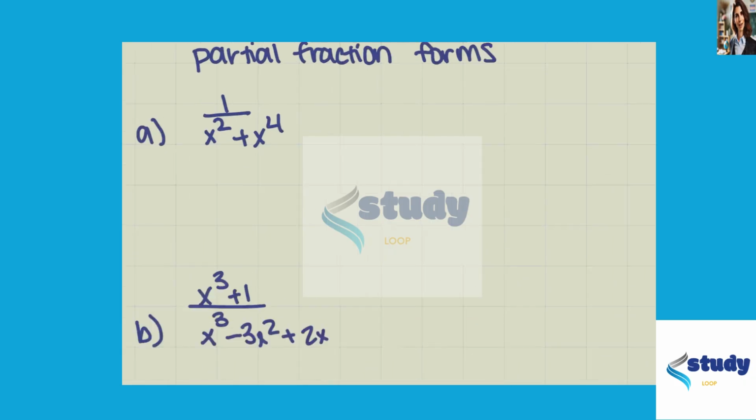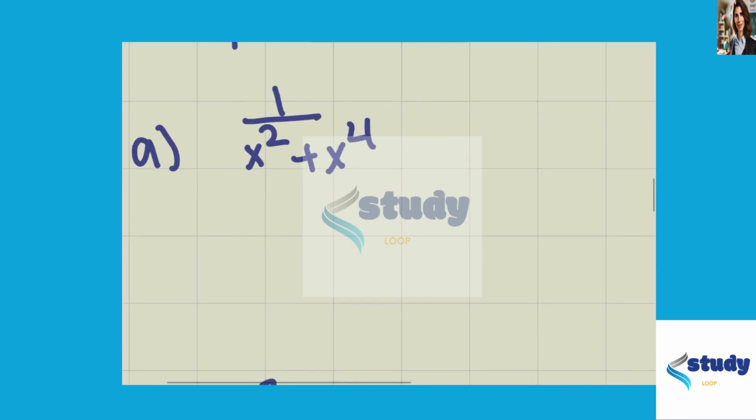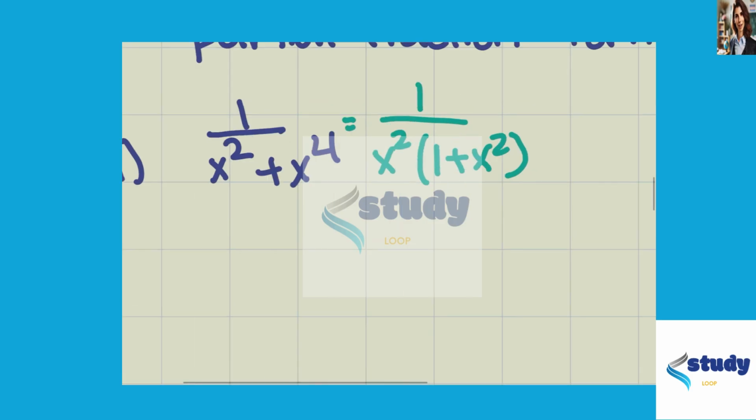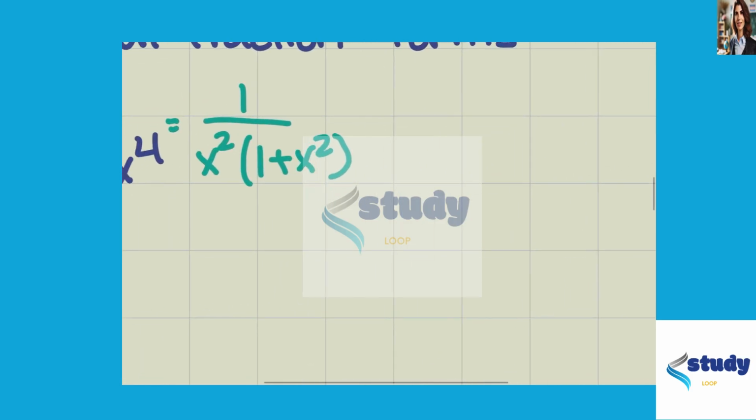Okay, so here we have a couple fractions that we want to break down into the partial fraction forms that we would use to integrate. First thing we want to do in both of them is start by factoring the denominator. So in this first one, both of our terms have an x squared. So you can factor that x squared out and you're left with 1 plus x squared. 1 plus x squared cannot factor anymore, so we're going to stop there.